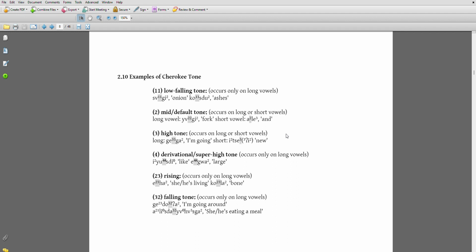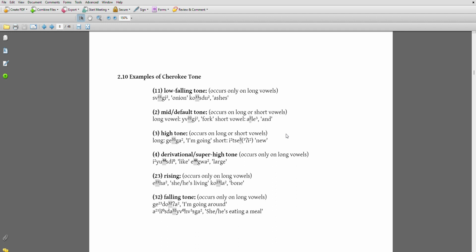The 4, or derivational, or super high tone, occurs only on long vowels. So "e used" means "like." Or you could say "iusti" and not cut the final E. That would be a 2. I put the 0 there to show you that we just cut that E a lot. "Iust." And "egua," large.